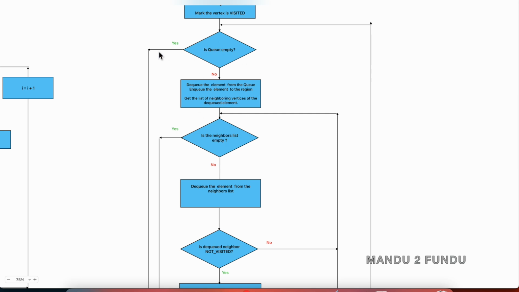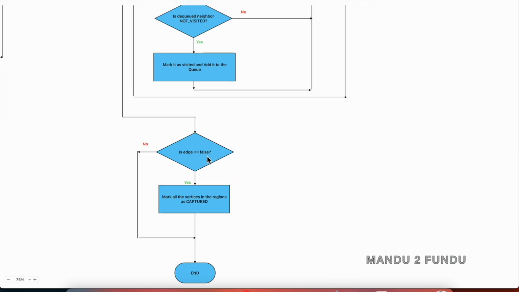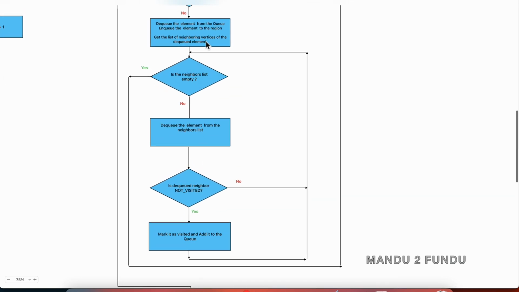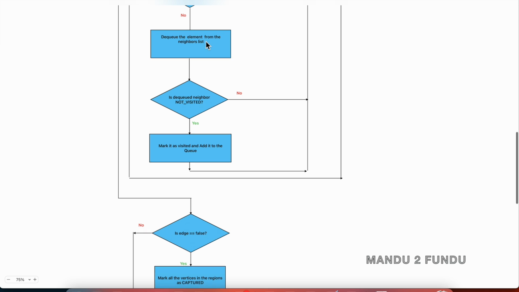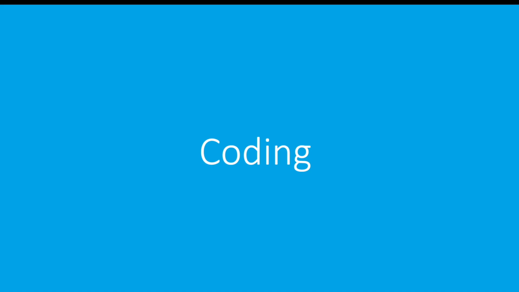That means all the connected vertices are all visited, and then we check whether the edge is false. In the get adjacency list function, we have to check whether the current cell is on the edge. Okay, in that case we have to set it to true. So if it is still false, that means all the vertices so far visited in this traversal are not on the edge of the board. So in that case we can capture the vertices in the regions list by setting the value captured. Let's move on to coding.